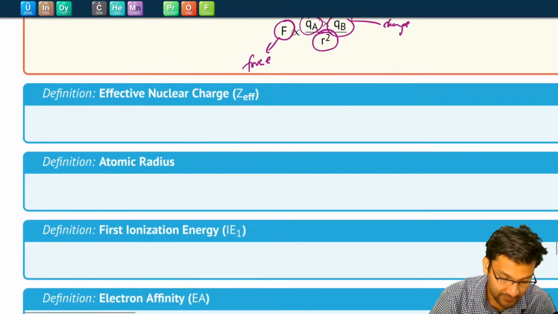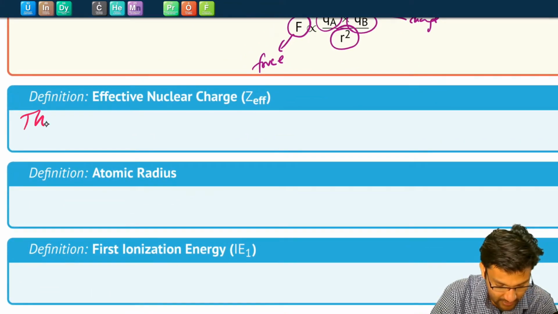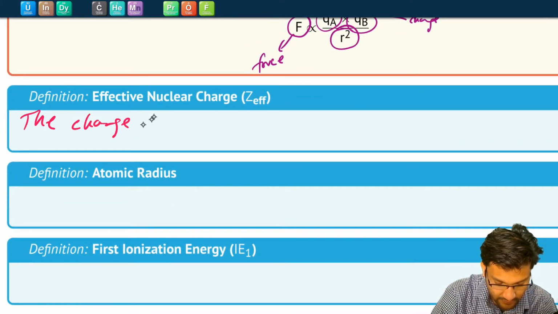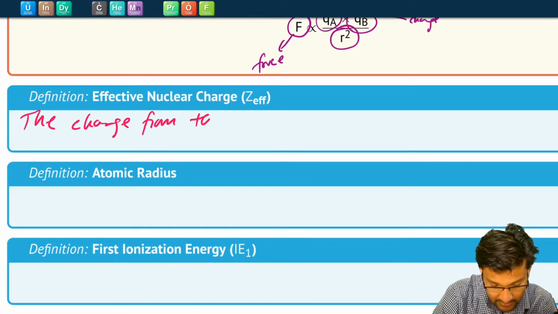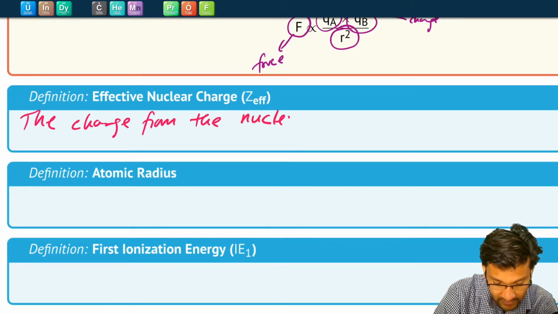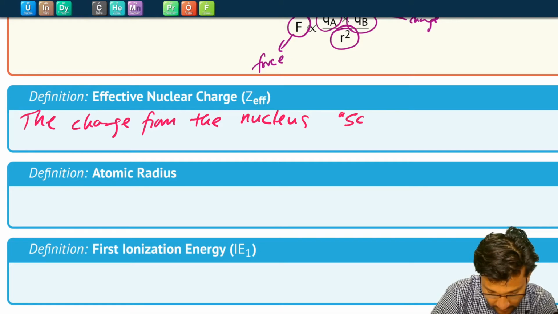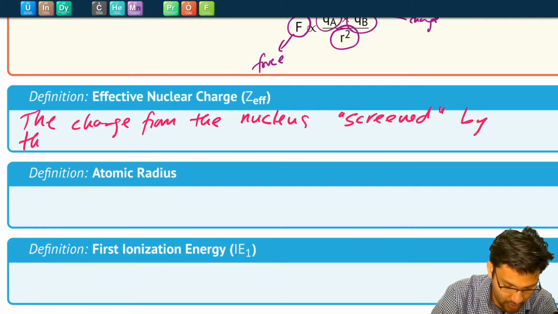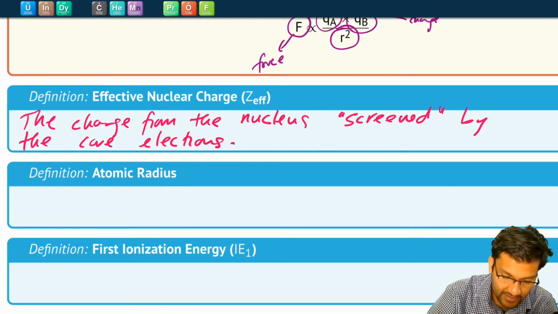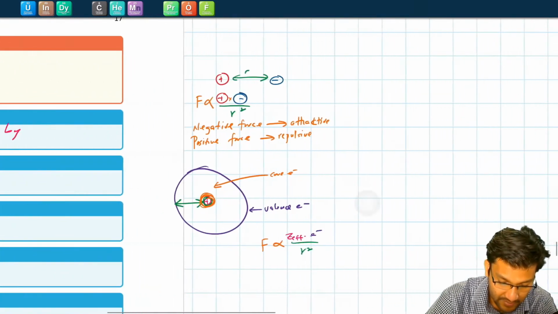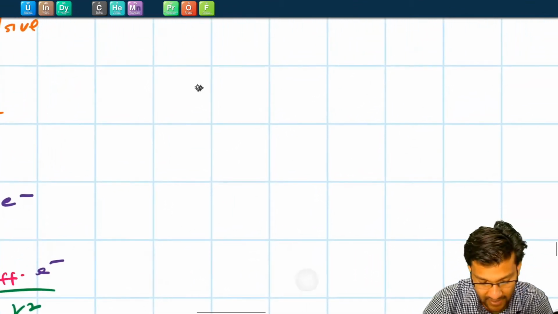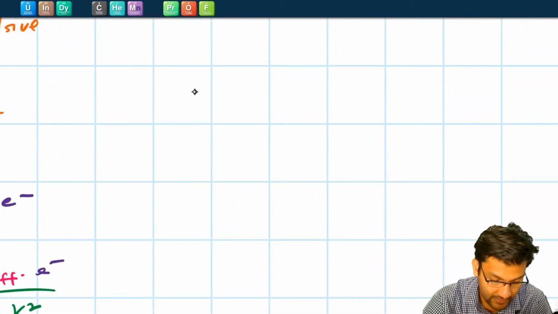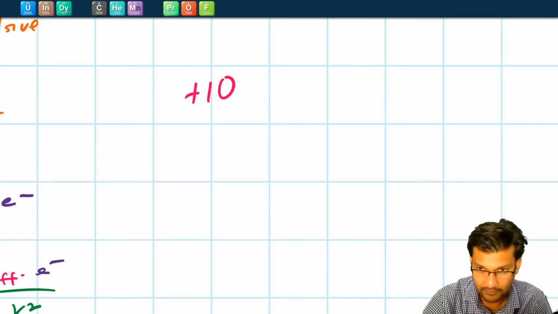The effective nuclear charge is just the charge from the nucleus screened or blocked by the core electrons. So if an atom has, let's say, a nuclear charge of plus 10, it has 10 protons, so it has a charge of 10.